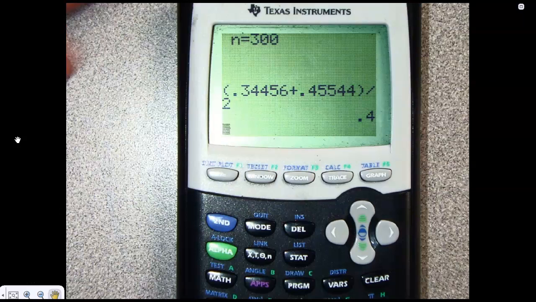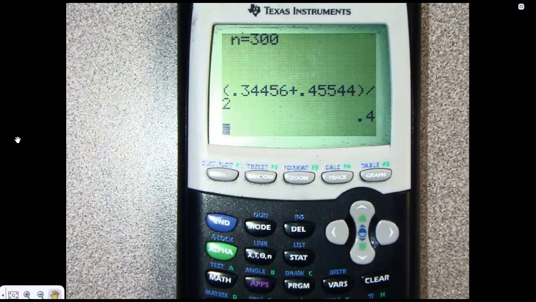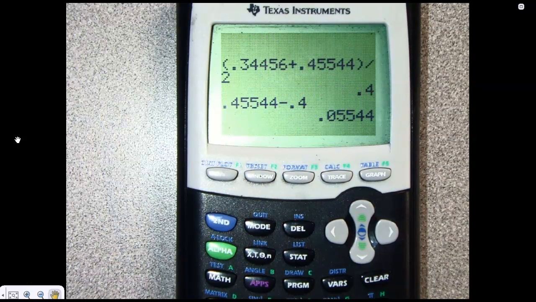Okay. How do I find the margin of error? The margin of error is the distance from the point estimate to one of the endpoints, isn't it? So you would just do 0.45544 minus 0.4, and that would be your margin of error. So you need to be able to get the confidence interval, 0.34456 to 0.45544, and also write it as 0.4 plus or minus the margin of error.